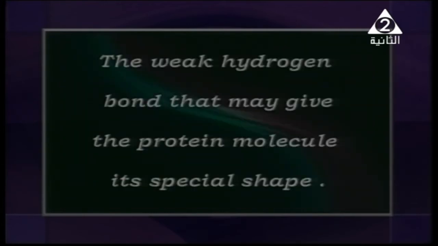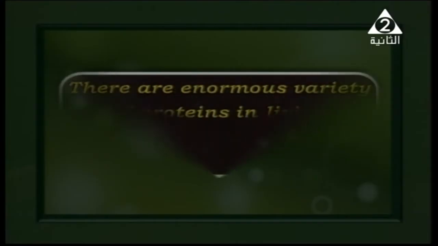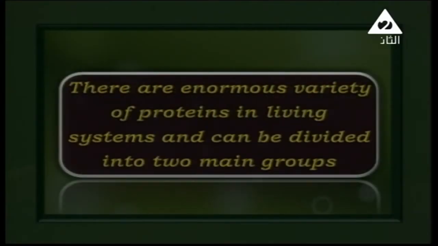The factor number two is the weak hydrogen bond that may give the protein molecule its special shape. So we have two factors that cause the different types of protein. Number one, again, the number of amino acids, the kind of amino acids, and their arrangement. Number two, the weak hydrogen bond that may give the protein molecule its special shape. There is an enormous variety of proteins in living systems, and they can be divided into two main groups.